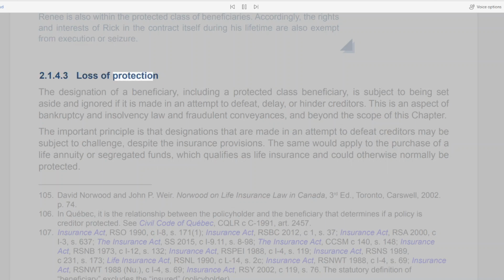2.1.4.3 Loss of protection. The designation of a beneficiary, including a protected class beneficiary, is subject to being set aside and ignored if it is made in an attempt to defeat, delay, or hinder creditors. This is an aspect of bankruptcy and insolvency law and fraudulent conveyances, and beyond the scope of this chapter. The important principle is that designations that are made in an attempt to defeat creditors may be subject to challenge, despite the insurance provisions. The same would apply to the purchase of a life annuity or segregated funds, which qualifies as life insurance and could otherwise normally be protected.